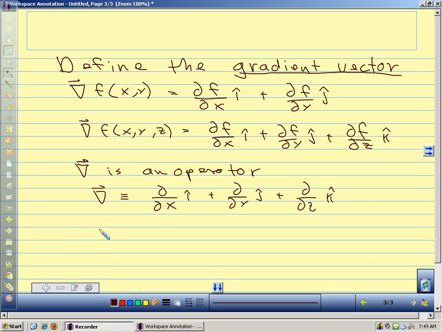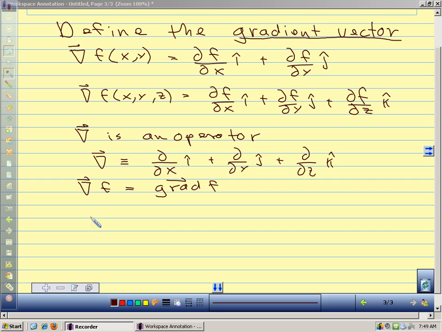Del is also known as the gradient. Sometimes you'll see it written, in an older notation, as grad f. Del f is the same as grad f, and this means gradient. So if you see this notation, it's the same as the del notation. Using this notation, our directional derivative in the direction of a unit vector u of f of x, y equals del f of x, y dot u. And we're assuming that the length of u is 1.